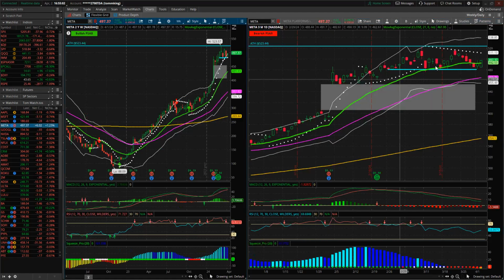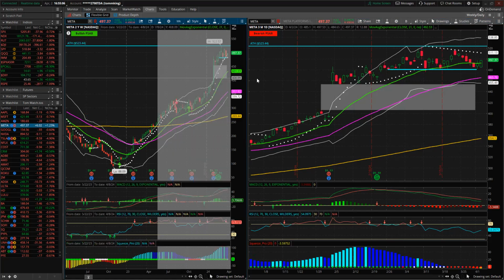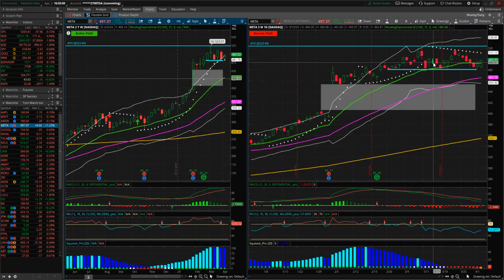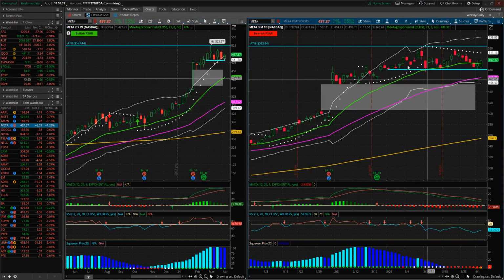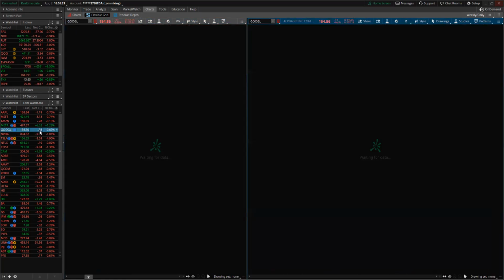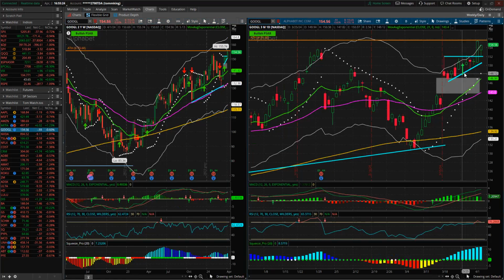Meta, finally having a decent day. This thing's just been in a sideways range for quite a while, not doing a whole lot of anything in here. Might even have a little bit of a descending wedge pattern here. It's trying to hold on to support. It's trying to bounce its way higher. We'll see if Meta can keep this market from going down the tubes.